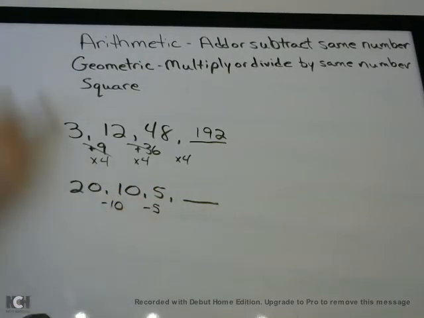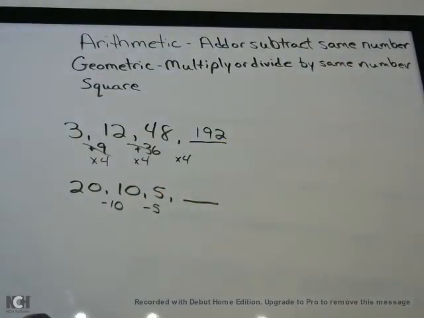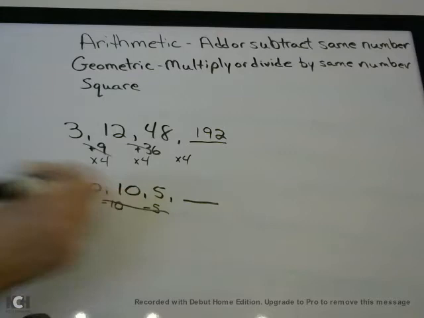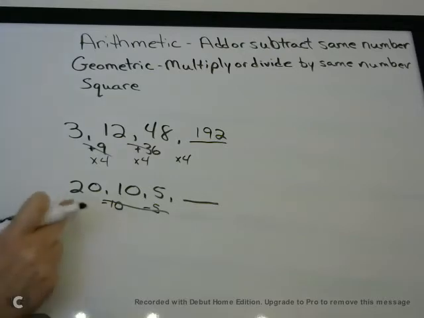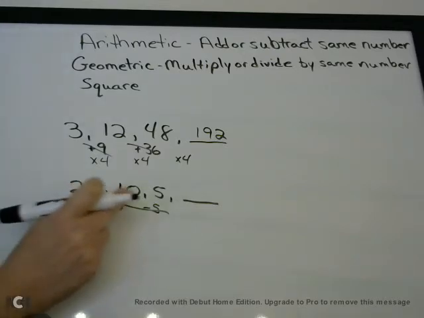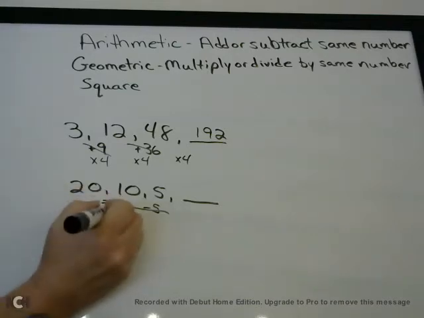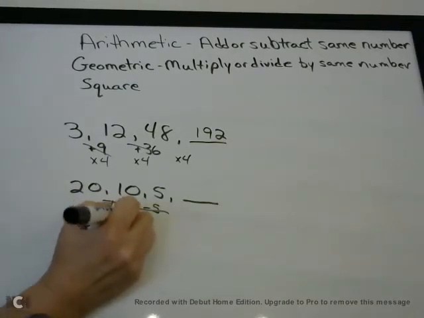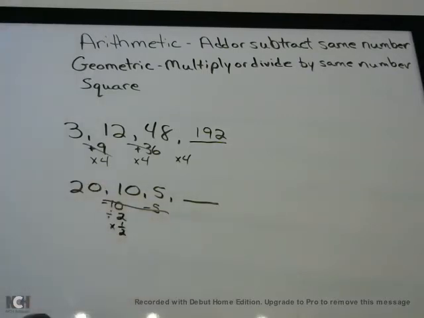Well, these aren't the same because remember in arithmetic it has to be adding or subtracting the same number. So it's not an arithmetic sequence. Now we check, is it geometric, where you multiply or divide by the same number. To go from 20 to 10, it's however your brain works. You can either say you're dividing by 2 or you're multiplying by 1/2. Those are the same thing, so however you like to think about it.